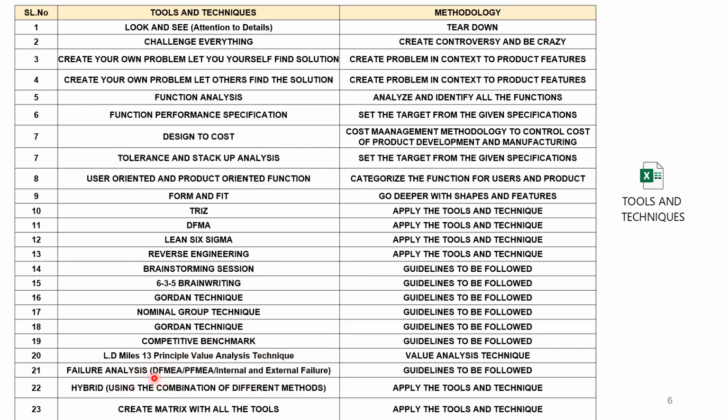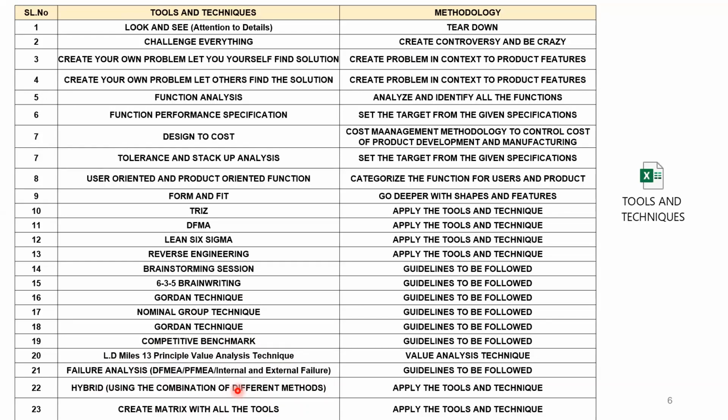Lawrence Miles is called the father of value engineering. According to him, he started 13 principles. You can use those principles as one of the techniques to create ideas. I also told you about failure analysis. If you get any failure in your process, because of that your productivity is going to go down. So you can improve that particular failure, avoid it, and increase the productivity. When you increase the productivity, obviously you are going to increase the value.